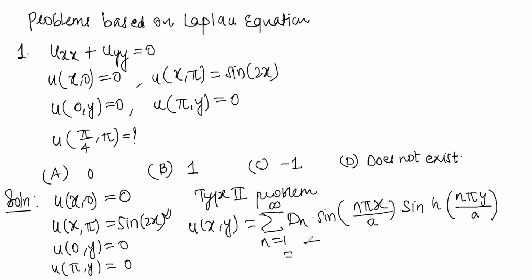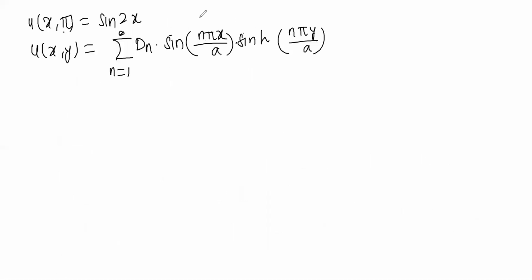That is nothing but summation n equal to 1 to infinity dn sine, since a is pi, this pi and this pi get cancelled, you just get nx, and then sine hyperbolic, again pi and pi get cancelled, you get just ny. So we will use this solution for our calculations. Let me simply remove this bigger a and this pi, since this is not needed now.